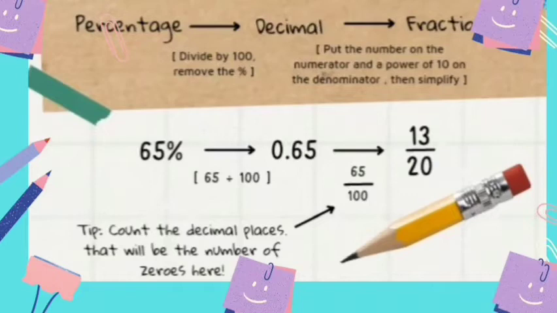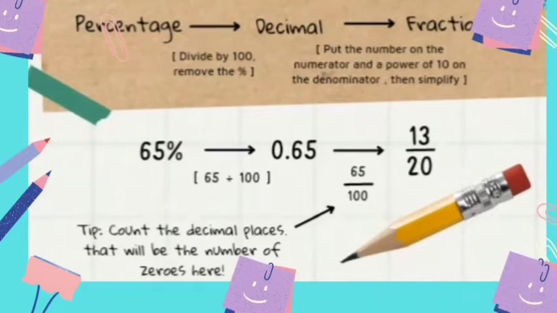Now let's see, for example, what I just said. Let's demonstrate it. We have 65%. 65% means 65 over 100. That is 65 divided by 100. So simply shift to your left 2 times. You have 0.65.